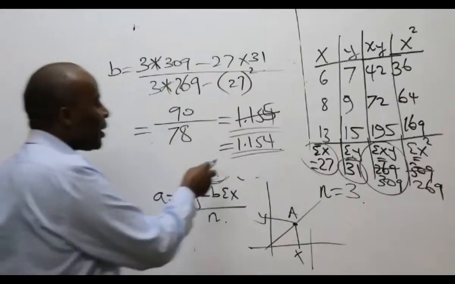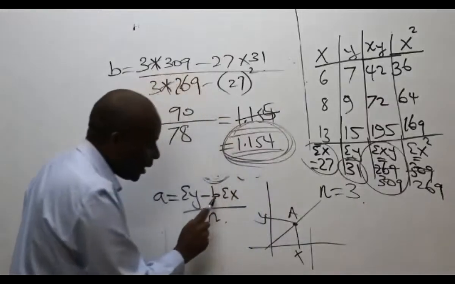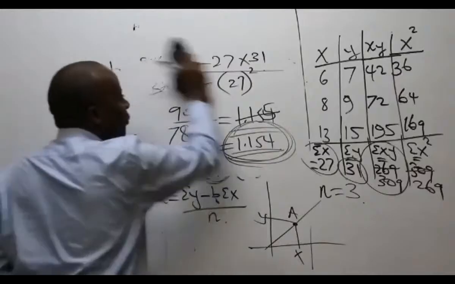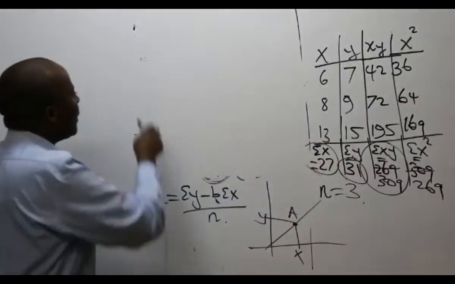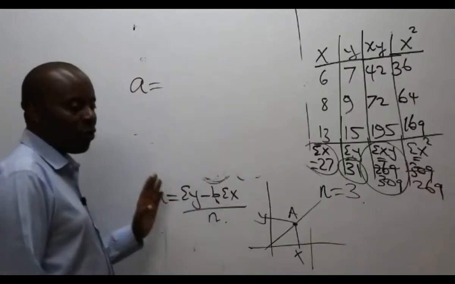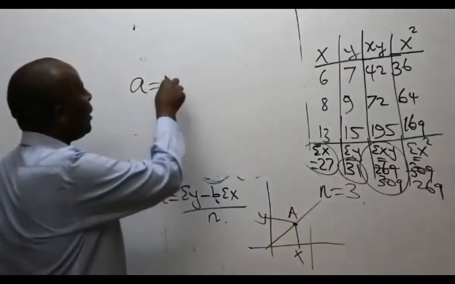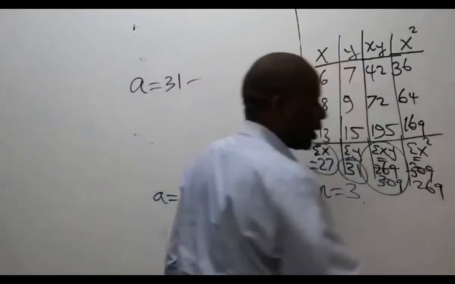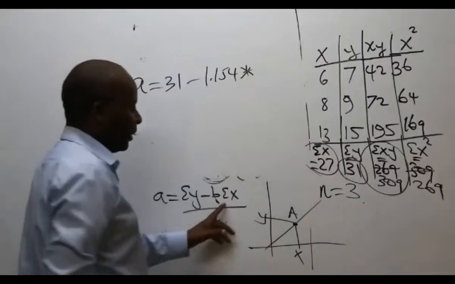Ladies and gentlemen, this figure here will be stored somewhere at the back of my mind because I need it here. While calculating A, I need the value of B. So I have to really write it permanently somewhere at the back of my mind. So please give me the value of A. How do we get A? To get A, we take summation of Y, which is 31, minus the value of B that we got, which was 1.154, times summation of X.